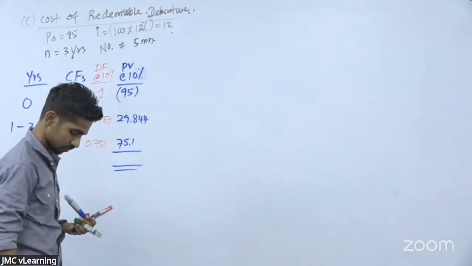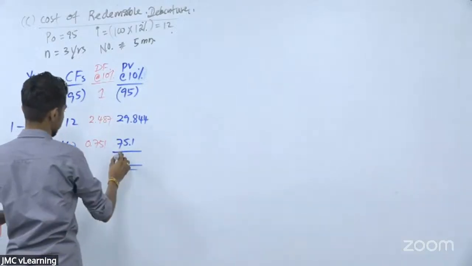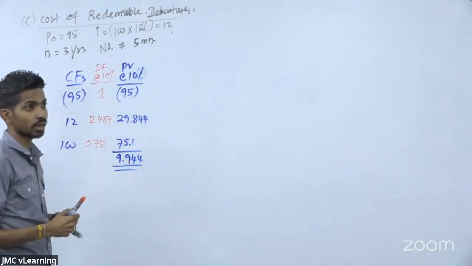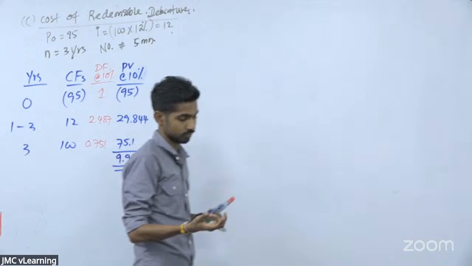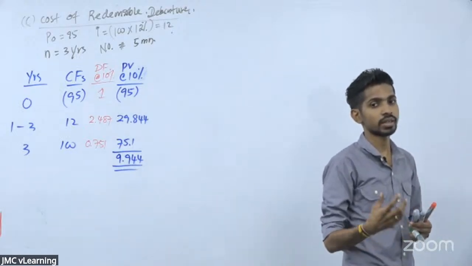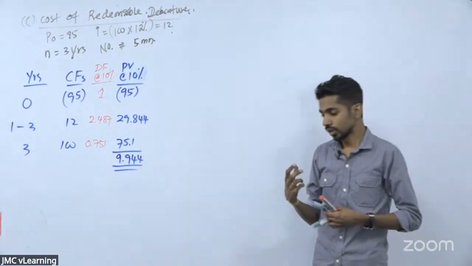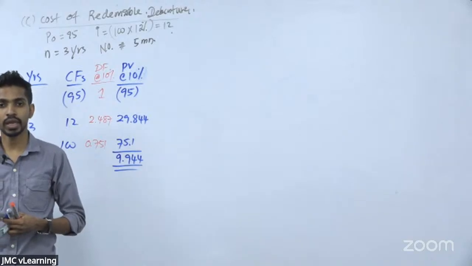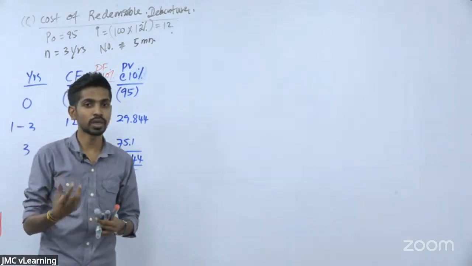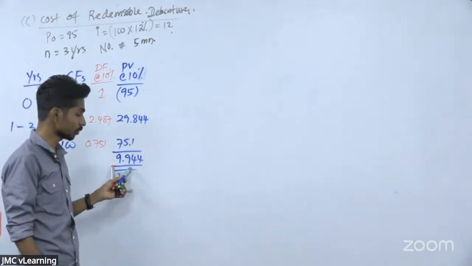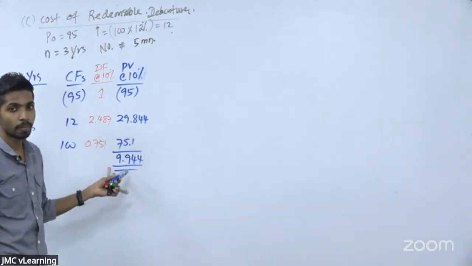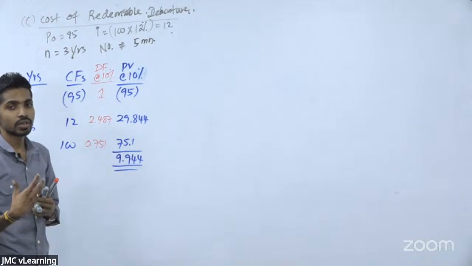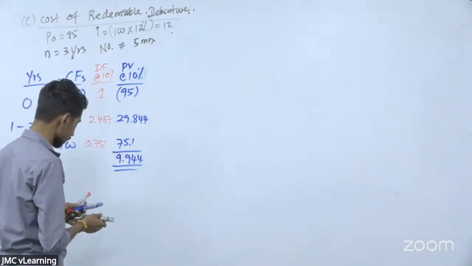What is the value? 9.944. IRR means at the rate of, what is the IRR mean? That is the rate, the particular investor's minimum required return, or the rate at which NPV becomes 0. But unfortunately here NPV has not been 0. That means 10% is not the IRR. Then we have to use trial and error. Then we have to take another rate.